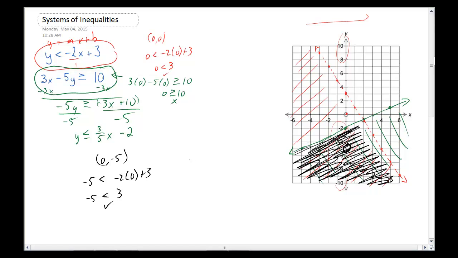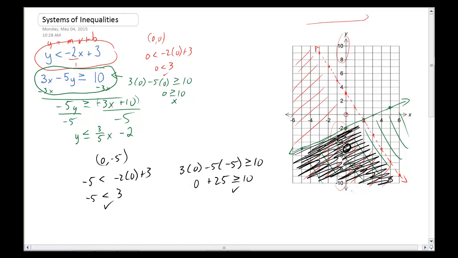We'll try it in the other one as well. So I'll go 3 times 0 minus 5 times negative 5 is greater than or equal to 10. 3 times 0 is 0. Negative 5 times negative 5 is positive 25, which is definitely greater than 10. It works there. I've checked my answer. Therefore, anything in this shaded region works in both equations.